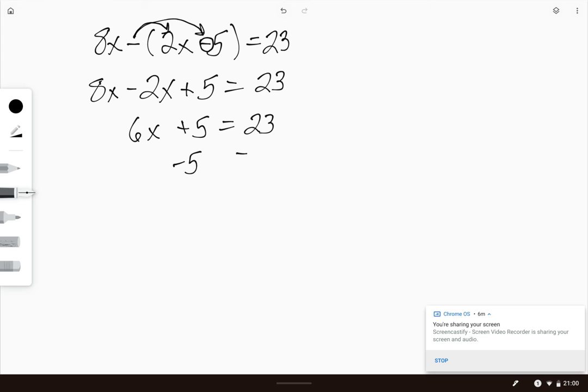Subtract 5 from both sides. So 23 minus 5 is 18. Divide both sides by 6. And x equals 3.